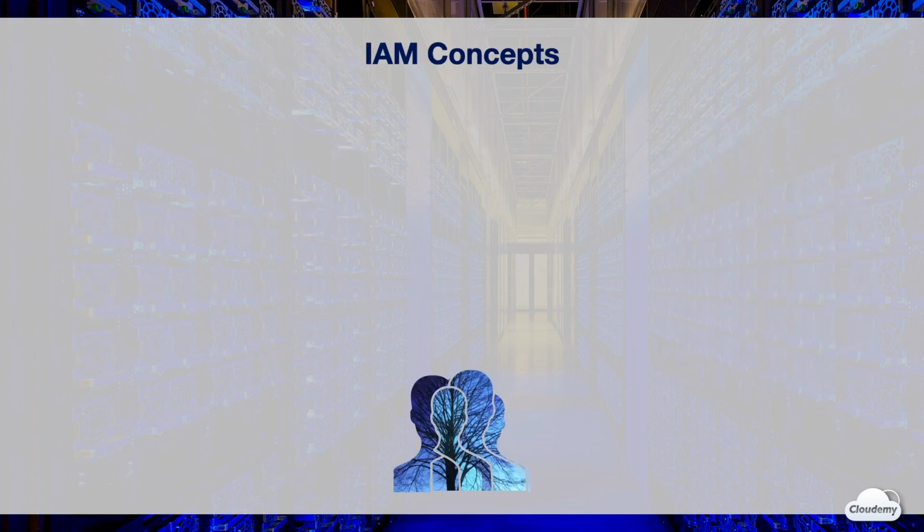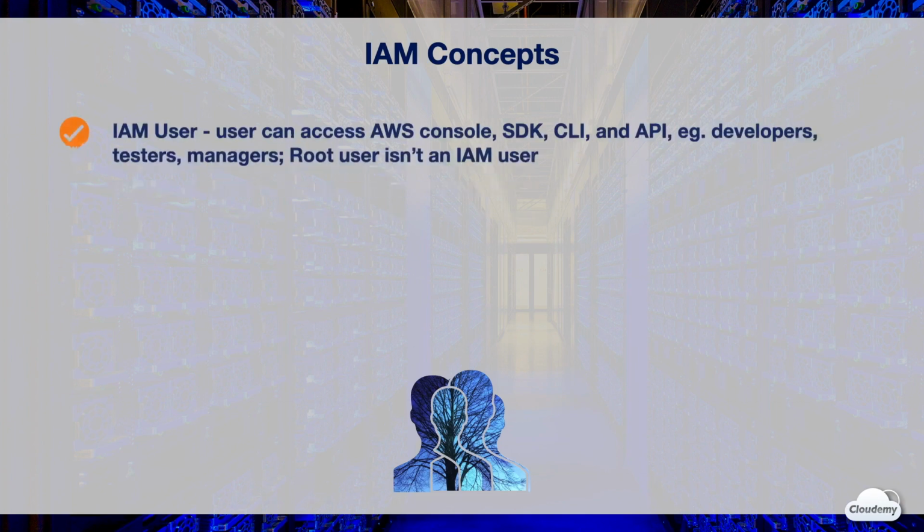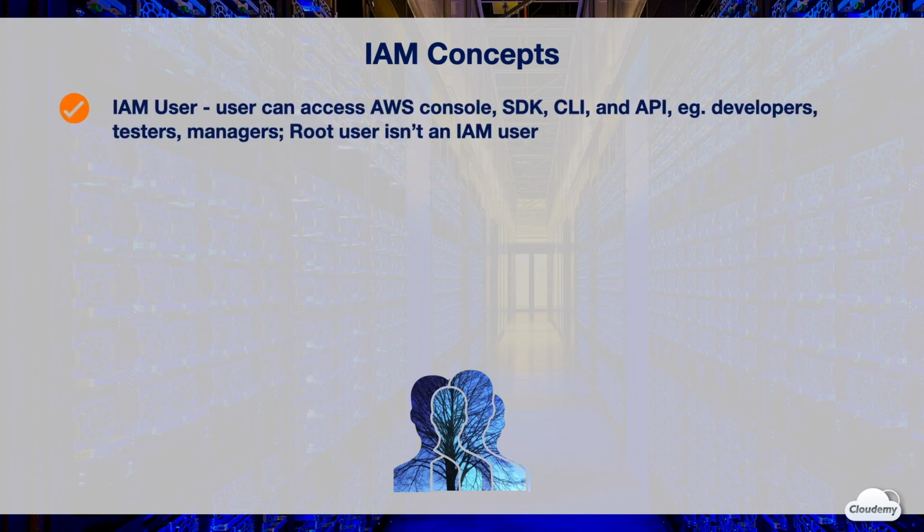There are a few IAM terminologies you need to know. IAM user is the user that is created for whom you want to grant the access to AWS. They can be individual developers, testers or managers, who can log into AWS console with username and password, or access AWS SDK, CLI and API with access key and secret key. Users cannot be shared. You should never share your IAM credentials, such as username and password, with another person.